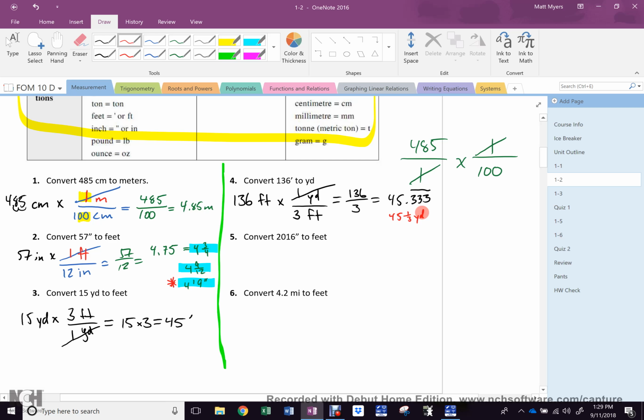Am I at the best answer yet? No, because yards do break down into something, don't they? What do they break down into? Feet. And how many feet are in a yard? 3. So isn't 1/3 of a yard 1 foot? So what is the best answer here? 45 yards, 1 foot. Again, do I necessarily care?